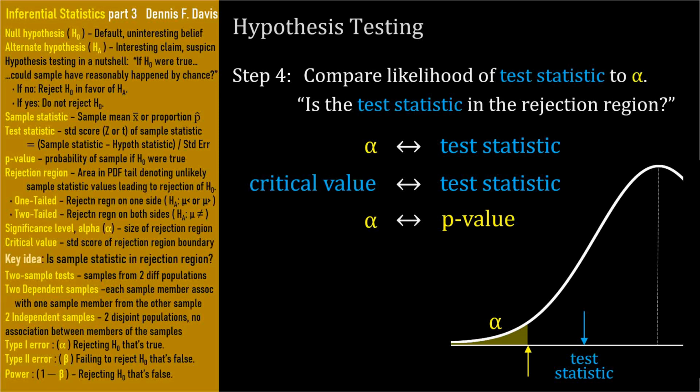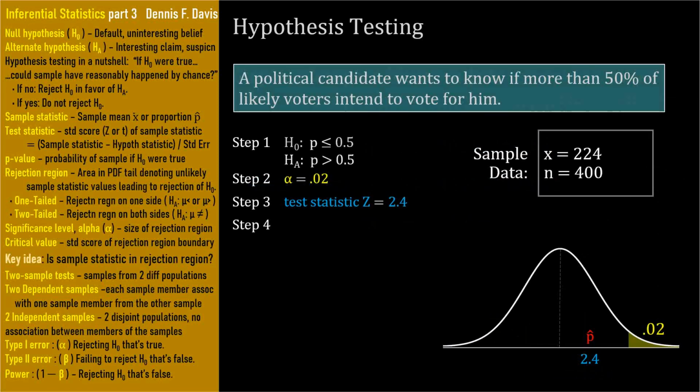After we conduct these first 3 hypothesis tests both ways, I'll do the remaining example problems using the critical value method. For the political candidate problem, we had alpha equals 0.02, and the test statistic z equals 2.4. Remember, the test statistic is the z-score of p hat, the sample proportion. Let's find the blue critical value of the boundary point.